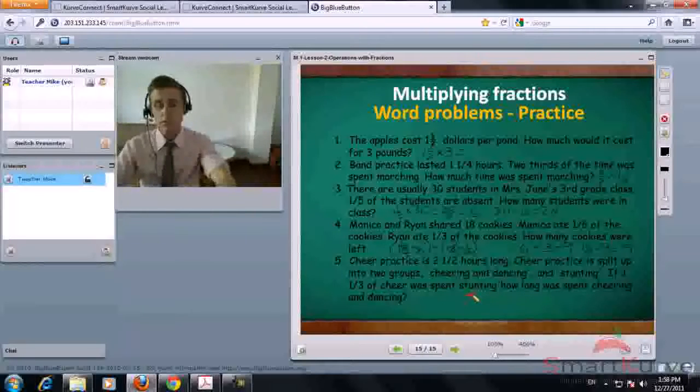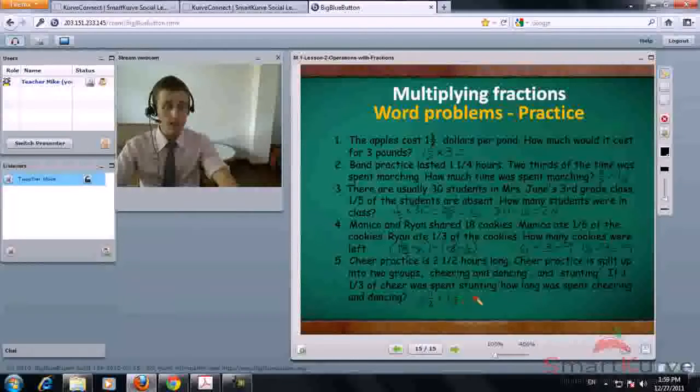Cheer practice is 2 1/2 hours long. Cheer practice is split up into 2 groups, cheering and dancing, and stunting. If 1 1/3 of cheer was spent stunting, how long was spent cheering and dancing? Well, we know that it is 2 1/2 hours long. How long was spent cheering and dancing? 2 1/2 times 1 1/3.